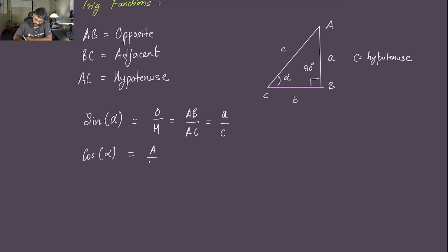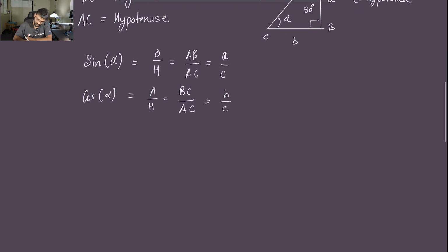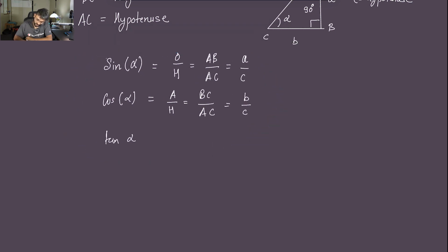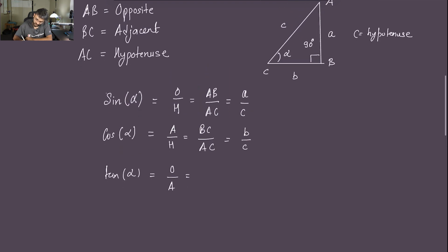Cosine alpha is equal to adjacent over hypotenuse. So cosine is adjacent over hypotenuse. Adjacent is B, hypotenuse is C. Tangent of alpha is equal to opposite divided by adjacent. So it means it's equal to A over B.